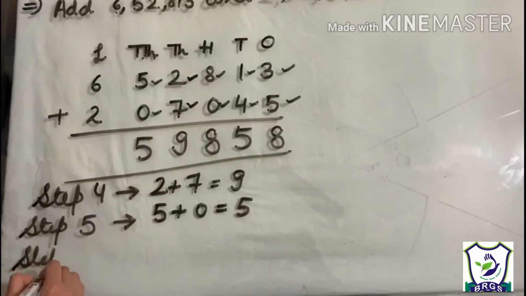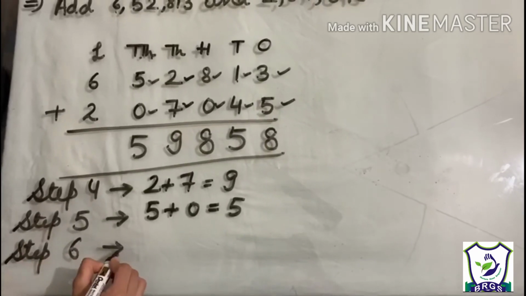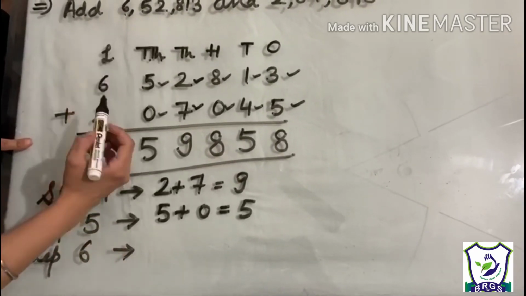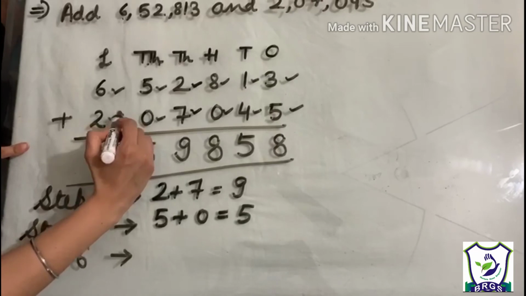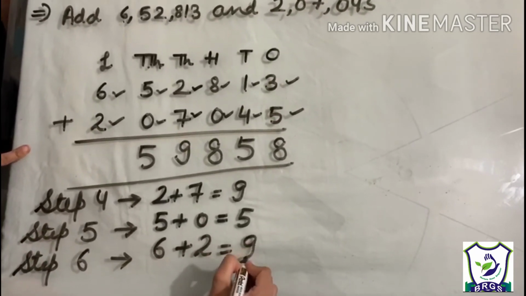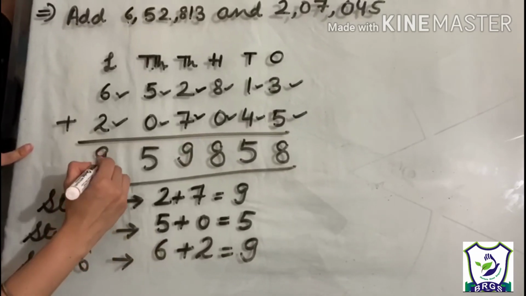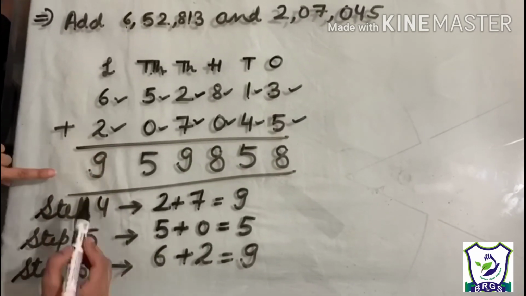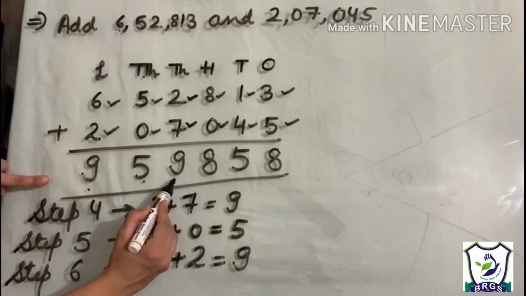Our next step is step number 6. In step number 6 we will add the lakhs. Lakhs are the 6 and 2. Add this 6 plus 2, which is equal to 8. So we write 8 in the lakhs column. So this one is 8, 5, 9, 8.